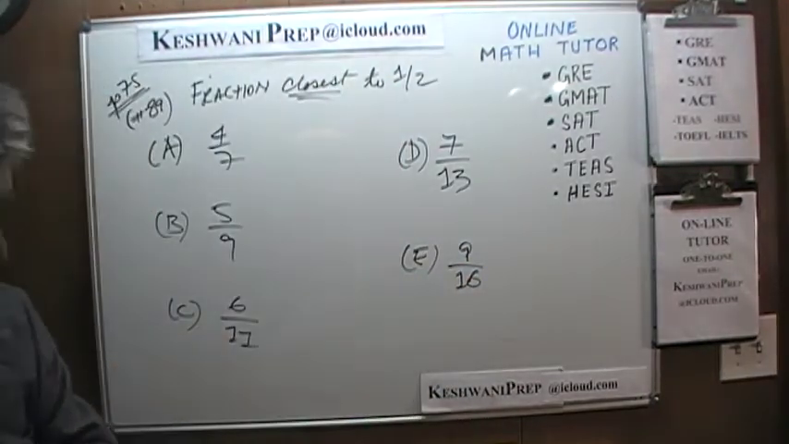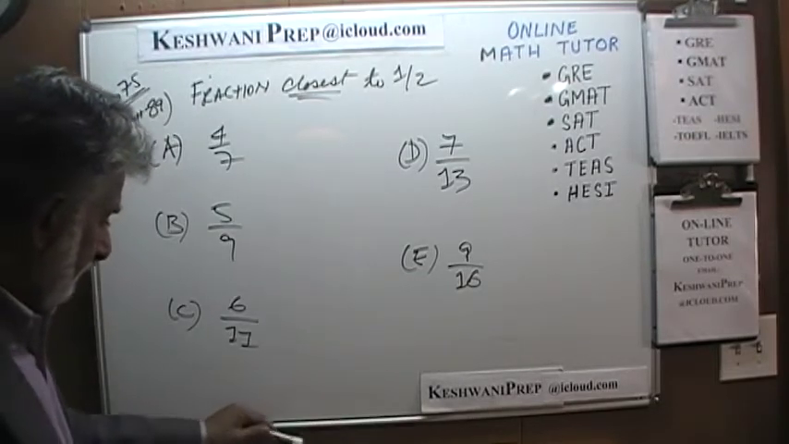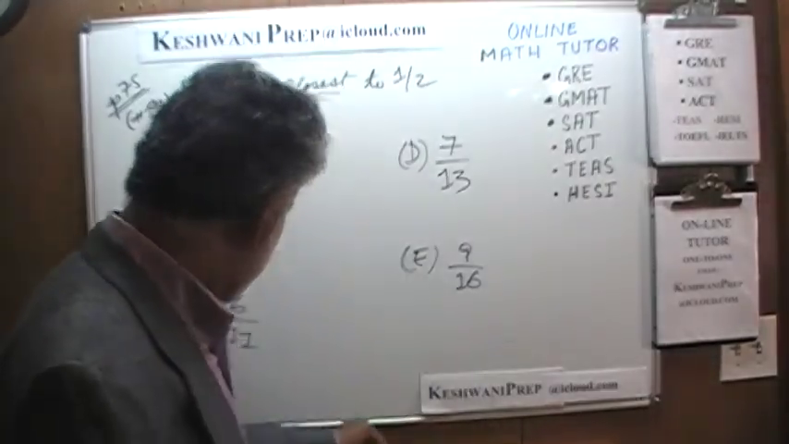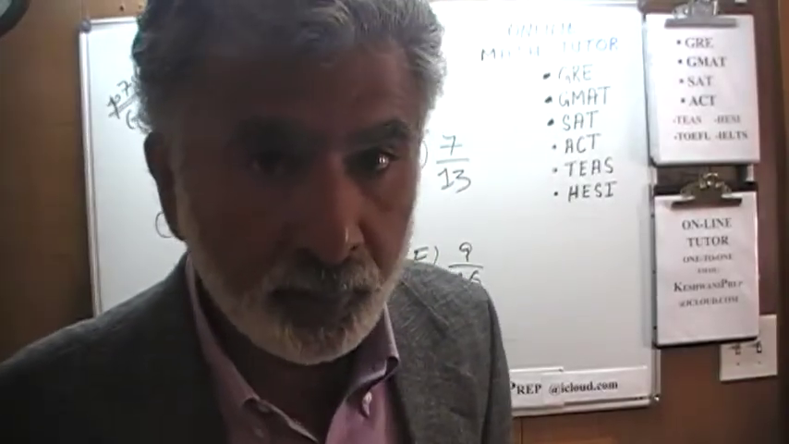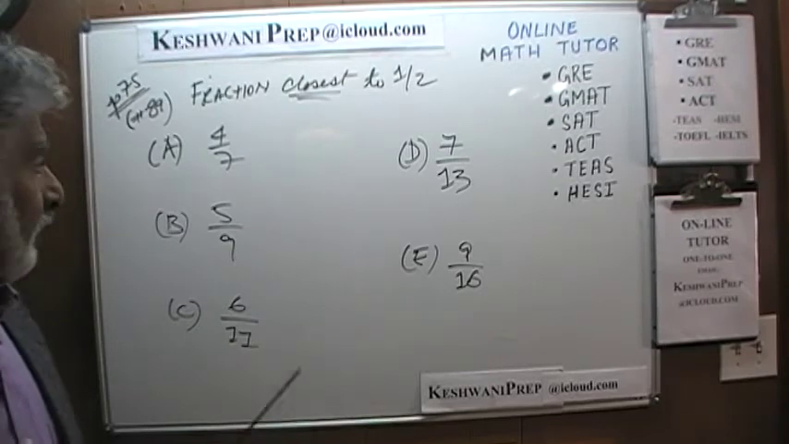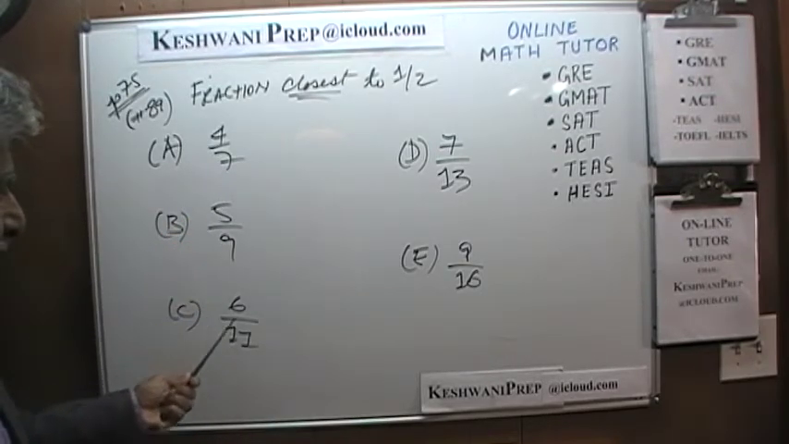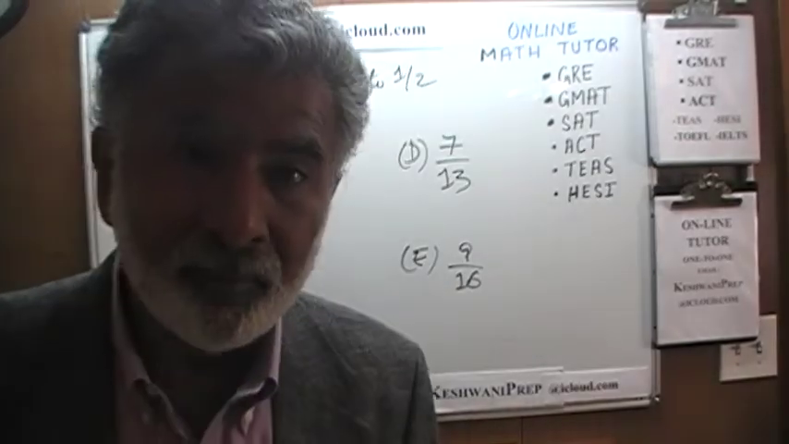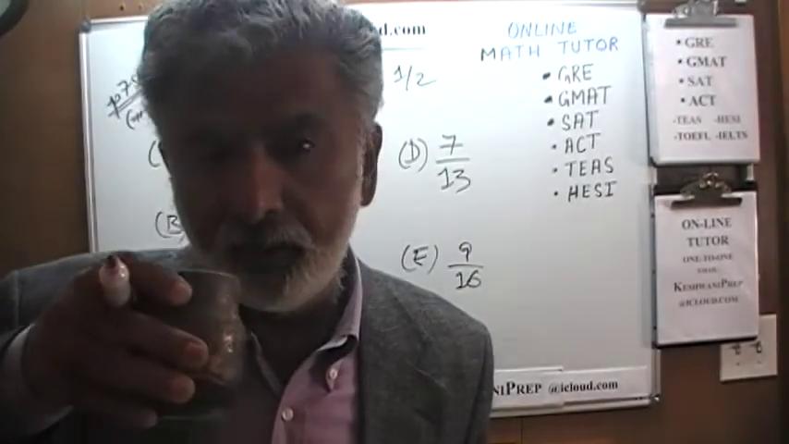Now, if you wanted to, you could be a goody two-shoe. And if you understand that expression, you could be a good boy, a good girl, and sit there and do exactly what they tell us. Find out exactly, divide 4 by 7 manually, 5 by 9, and so on and so forth. Or you can take some liberty and do this problem a little bit creatively.